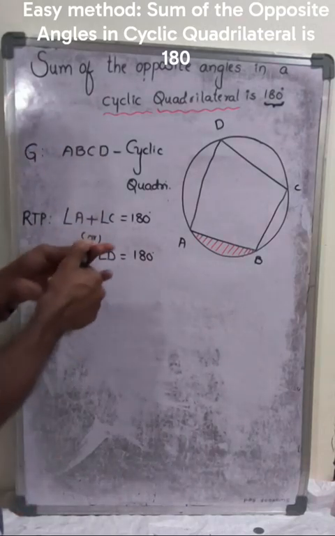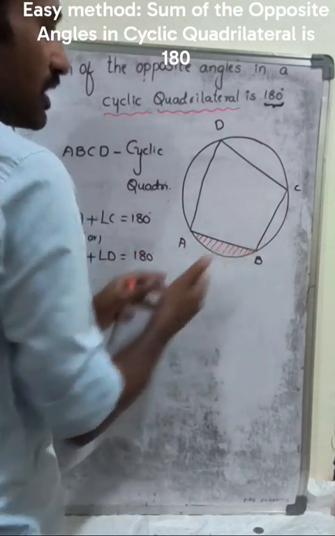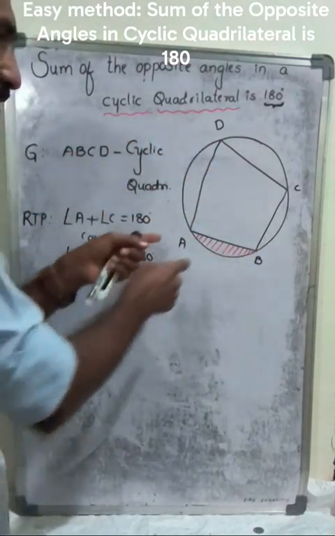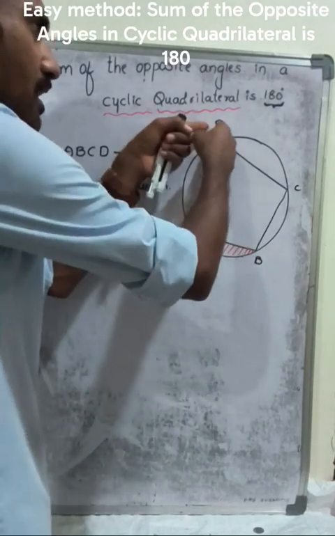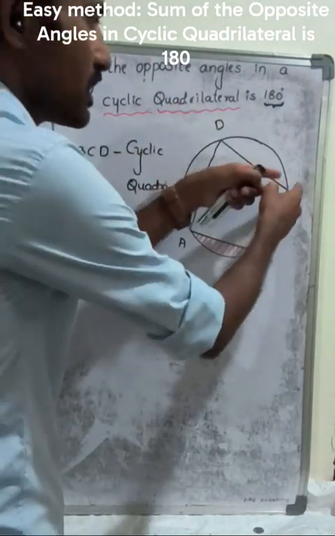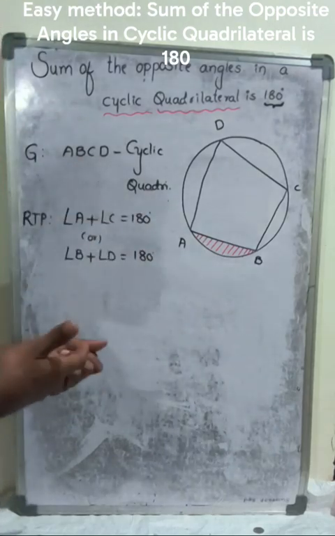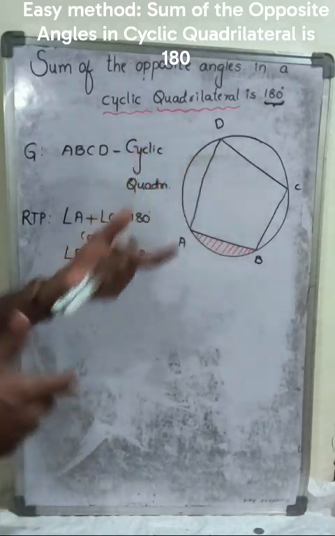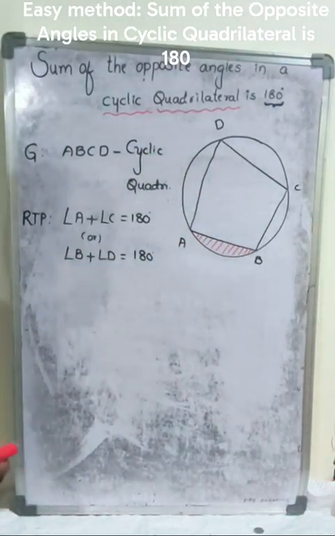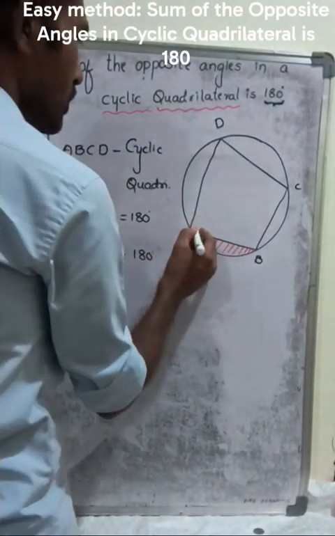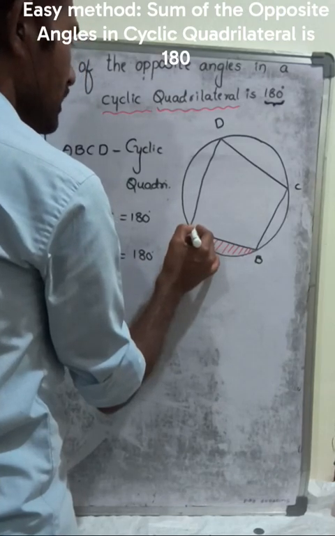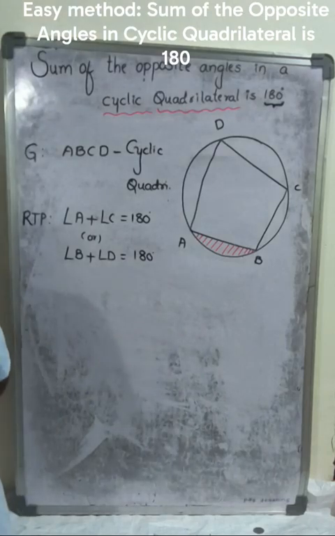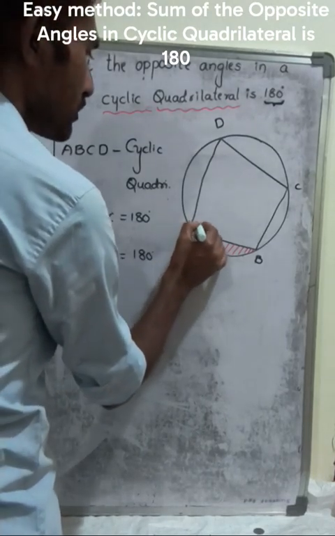Now if you observe the AB segment here, was it making angles anywhere in ABCD? See, AB is not making an angle with D. AB is not making an angle with C. But we need to prove it with the help of subtended angles. So to do that, we need to join this A and C. So what exactly am I going to do? I am going to join this A and C. Why?